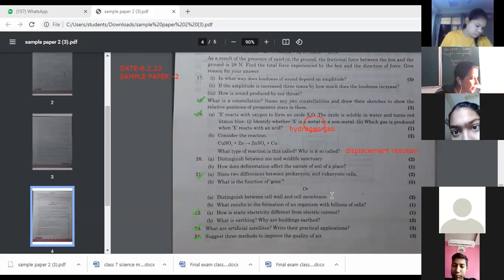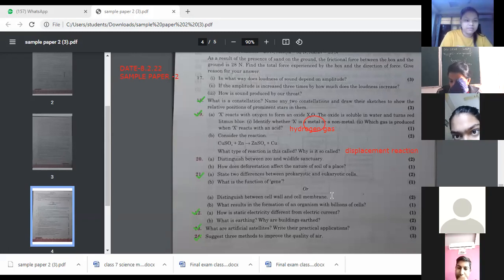Yes, Anshika Agarwal. Cell wall is a thick structure with a fixed shape. Cell membrane is a thin, delicate structure. It is flexible to change the shape as needed. So the first difference you have given is that cell wall has a thick structure and cell membrane has a thin structure.